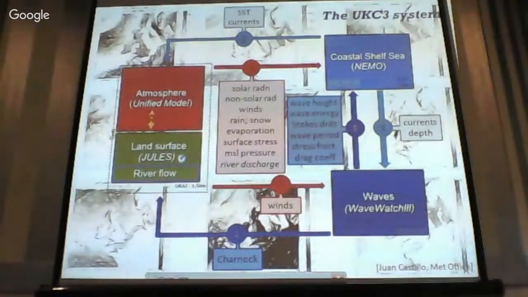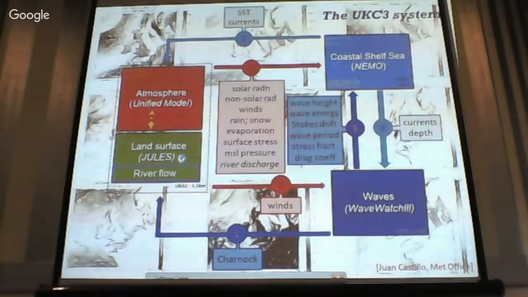In terms of our coupling approach, this gives you a structure diagram of the various variables that are being exchanged between components. This is currently being done each hour as a coupling frequency, but we'll start to play with varying the frequency at which we're coupling exchanges. Essentially our wave model is producing a Charnock parameter, telling us something about the sea surface roughness that's used as a bottom boundary into the atmosphere.